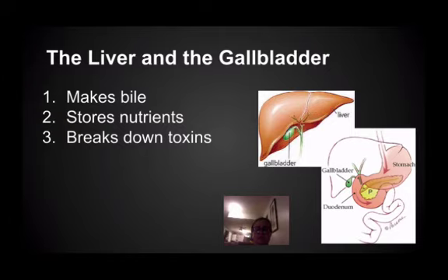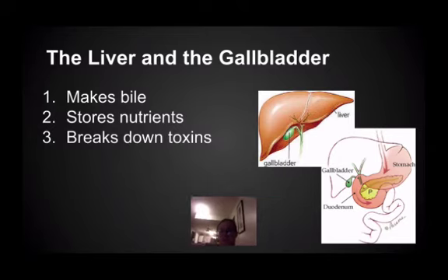So not only does the liver make bile, but it also stores nutrients. So when you eat something, you're not going to use all those nutrients right away. They're released into the bloodstream, and then the liver will hold on to these extra nutrients until you need them later. The liver also breaks down toxins that are traveling within your bloodstream. You can notice that there is a little green organ called the gallbladder. The gallbladder is attached to the liver, and what it does is it stores excess bile. So it will store any extra bile until it's needed by the small intestine.